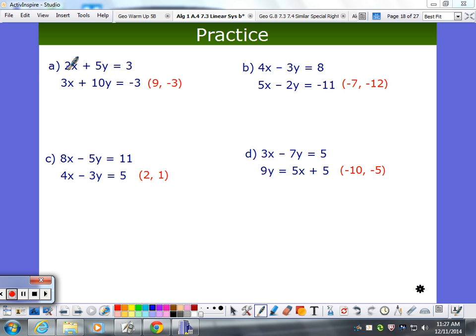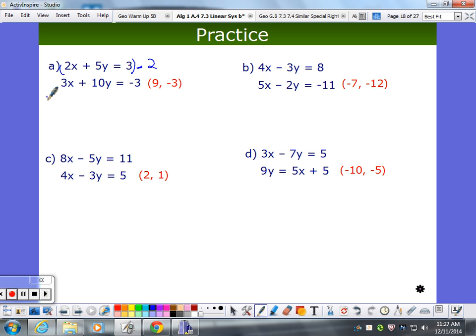So to change these, what's the least common multiple here? 6, right? So I have to multiply this by 3 and this one by 2, except they're the same sign. So one of those would have to be negative. And then I'm looking at this. Well, the least common multiple of 5 and 10 is 10, right? Yeah. So I just have to multiply the top by 2. However, I want them to be opposites. So I think I'll multiply by negative 2.